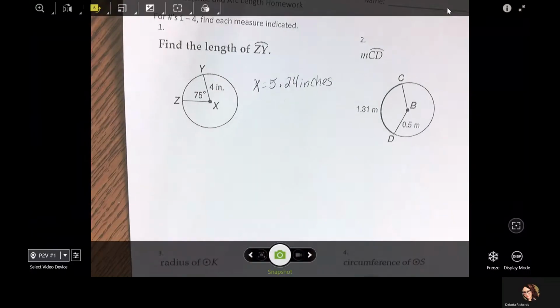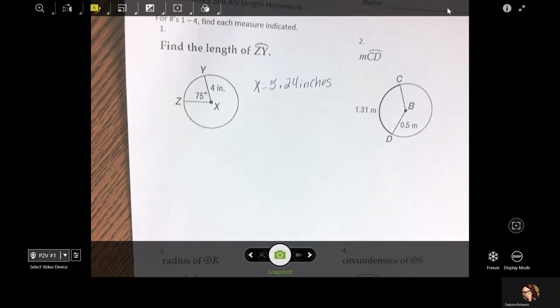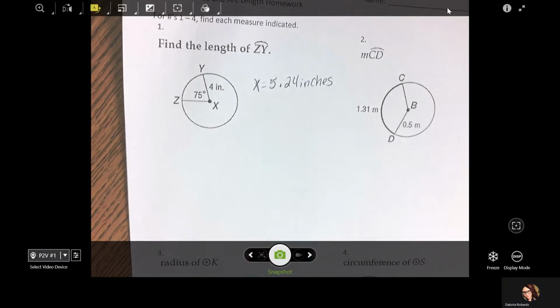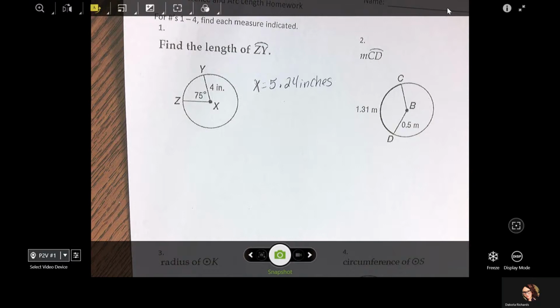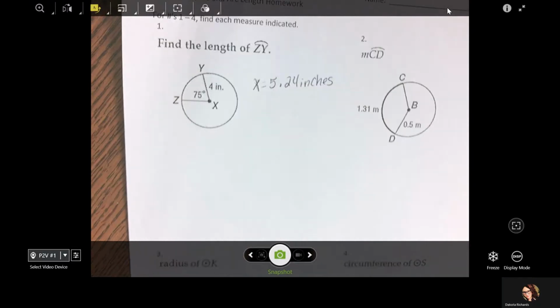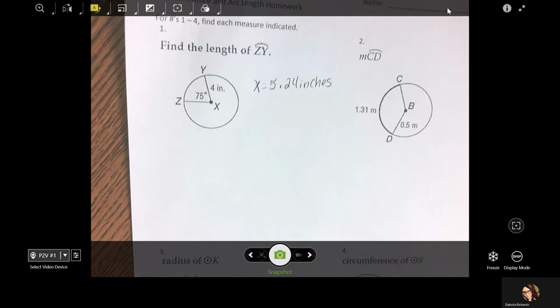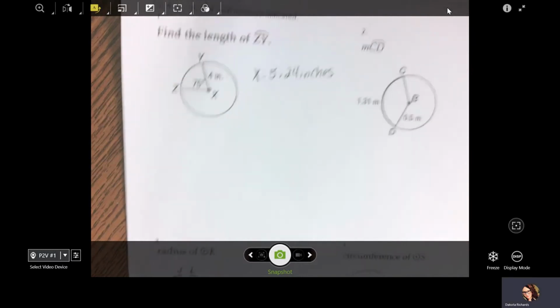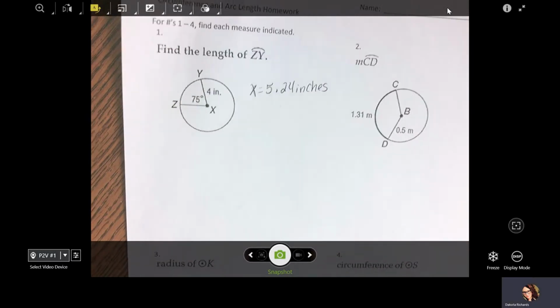On number 1, you should have gotten 5.24 inches. Do you have questions? Okay, did everyone get 5.2 on the warm-up?